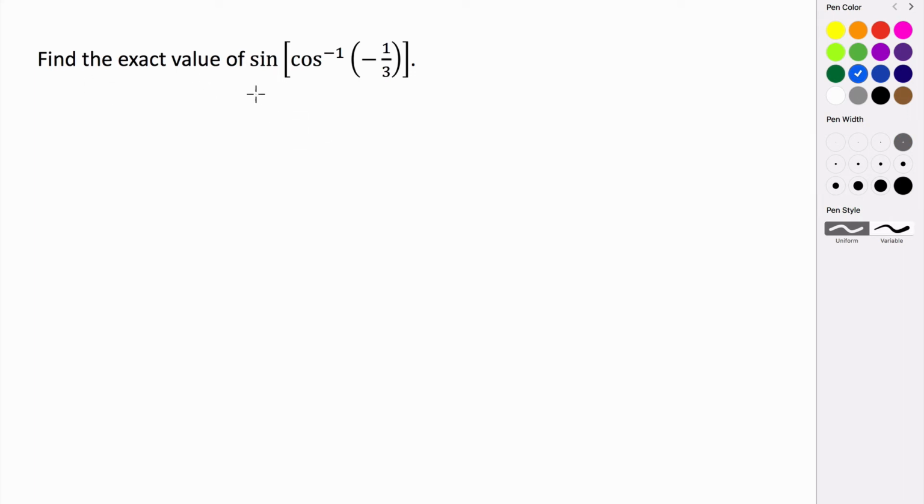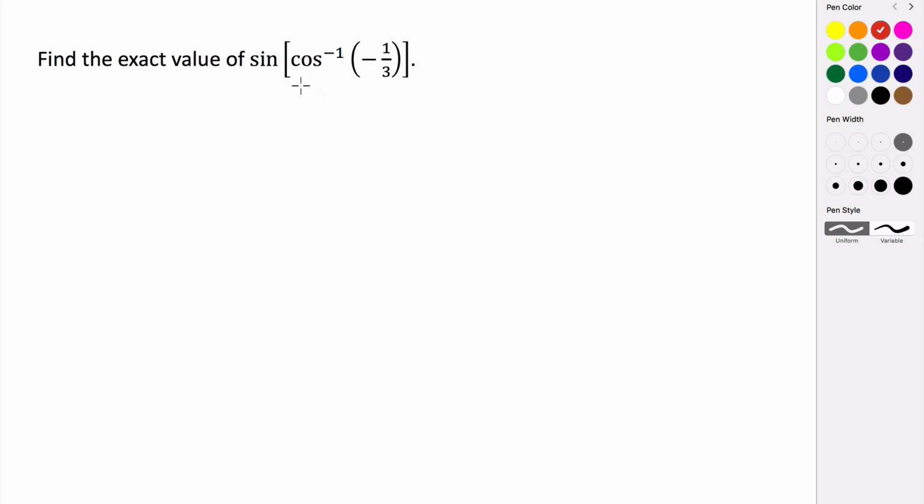For this next example, we want to find the sine of the inverse cosine of negative 1/3. Now, in the last example, the value that we had on the inside was one that we knew from the unit circle. However, for negative 1/3, we don't know the angle measure. It's not a special angle that gives us a cosine of negative 1/3. So what does that mean? That means we're going to have to refer to the unit circle.